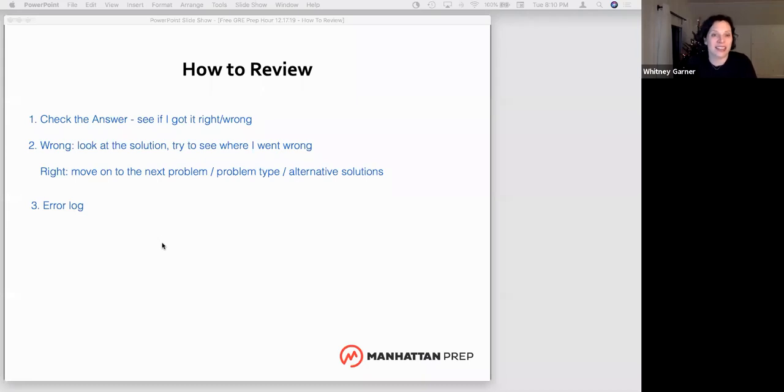I'm going to give this method like a 3 or a 4 at best. At best. It's better than not reviewing it at all. It's better than just doing it, not even checking to see if you got it right or wrong. You're at least reading the explanation. So that's better than 0.